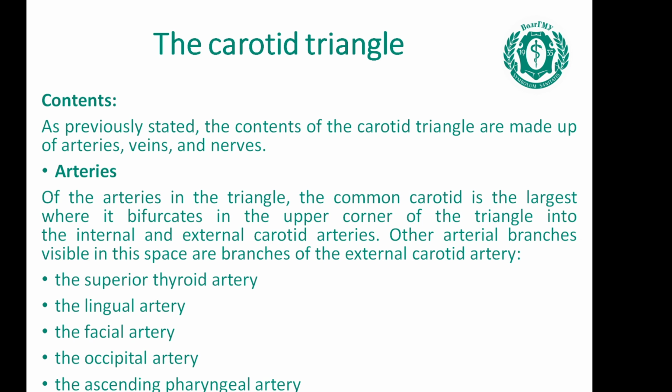Contents of the carotid triangle. As previously stated, the contents of the carotid triangle are made up of arteries, veins, and nerves. Of the arteries in the triangle, the common carotid artery is the largest, where it bifurcates in the upper corner of the triangle into the internal and external carotid arteries. Other arterial branches visible in this space are branches of the external carotid artery. They are the superior thyroid artery, the lingual artery, the facial artery, the occipital artery, the ascending pharyngeal artery.